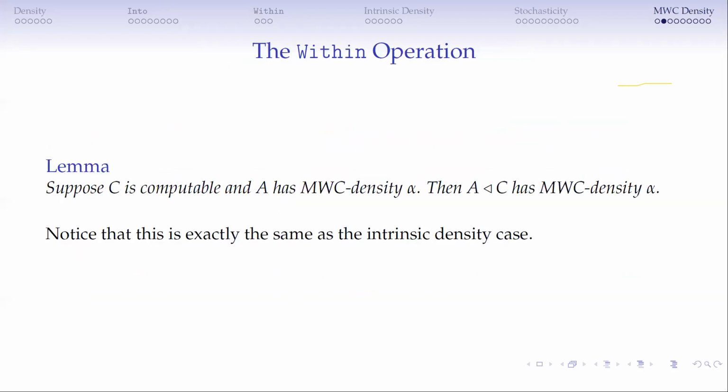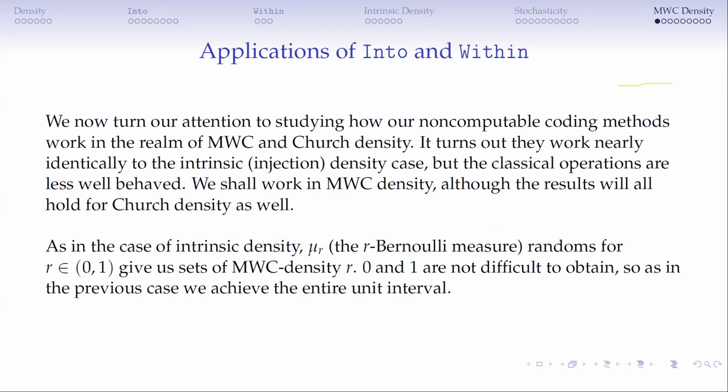Okay, so within an operation, absolutely nothing has changed. Oh, one thing I forgot to mention: everything we're going to say from this point on, we're going to phrase for MWC density, but it's going to be true for church density as well, because if we're going to prove something, we're going to take a selection function and modify it to prove our result. And if we started with a total selection function, none of our modifications will make it non-total, so everything will work for church density as well.